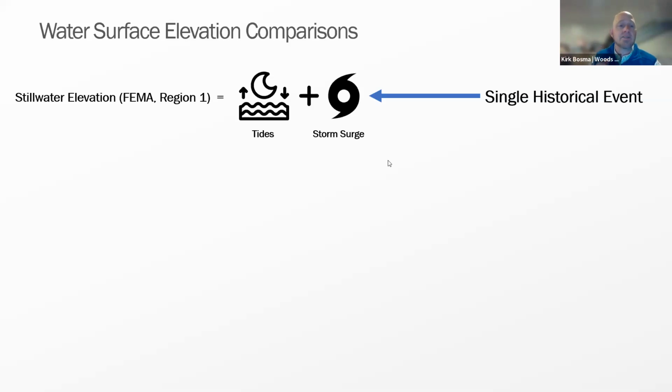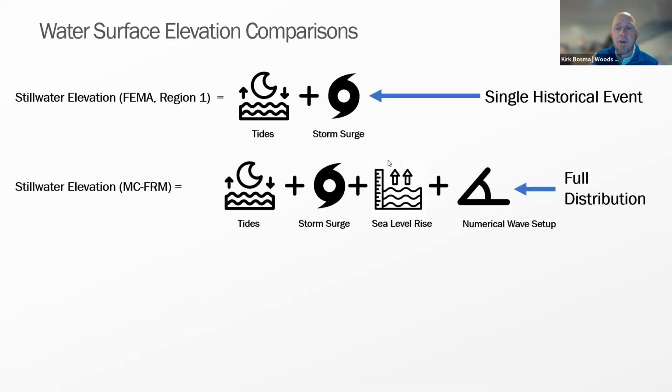And they take that single event and say, there's my still water elevation, which is just the tides and the storm surge. MC-FRM differs a little bit because we're doing, again, thousands and thousands of storms, not just a single historical event. And we're also looking at not only present day, but out into the future. So our still water elevation is the tides plus the surge plus sea level rise plus wave setup, which is built right into our model. And that's a numerical wave setup, which we will circle back to again later. Still water elevation for FEMA, at least in region 1, does not include that wave setup.